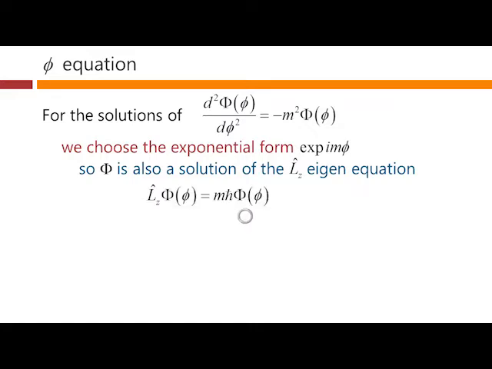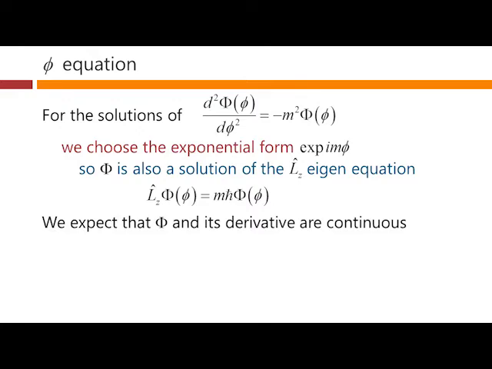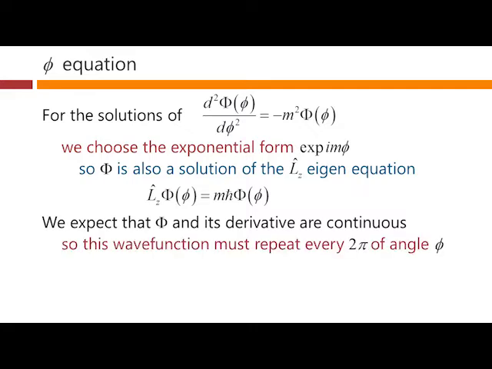And that eigenequation was in the following form. So e to the i m phi is a solution of this equation, and it's also a solution of this equation. And we're going to make that choice here. We do have a choice as to what we have. Now, we expect that this function, capital Phi, and its derivative are continuous. And that means, because this is a function of angle, that therefore it goes round in a circle and comes back on itself, this function must repeat every 2 pi of angle phi. So that means that m must be an integer. In fact, we already knew that from trying to solve this equation here. But this equation also has that same requirement.